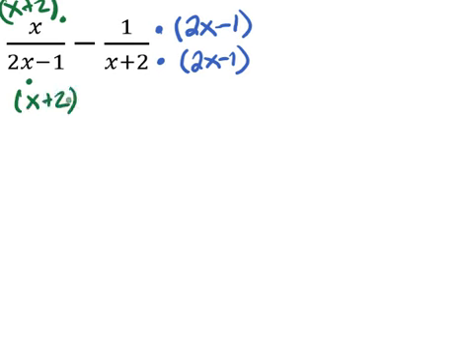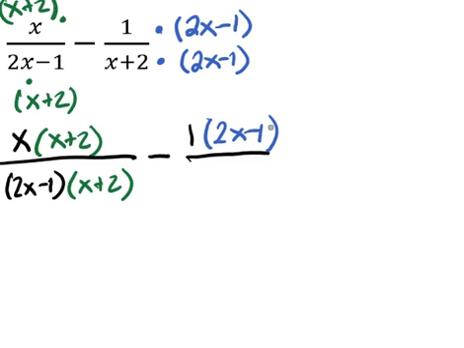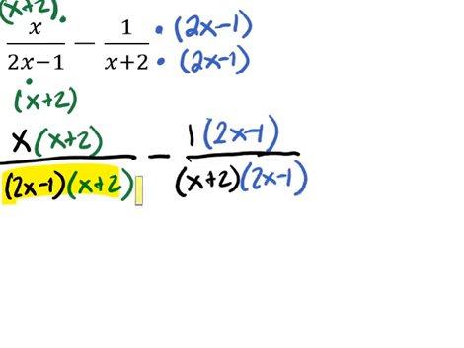So what that's going to give me now is x times x plus 2 over the entire denominator, which is 2x minus 1 times x plus 2, minus, now we can write down our right side, which is 1 times 2x minus 1, and then our entire denominator, which is x plus 2 times 2x minus 1. And now we can see that we have matching denominators.